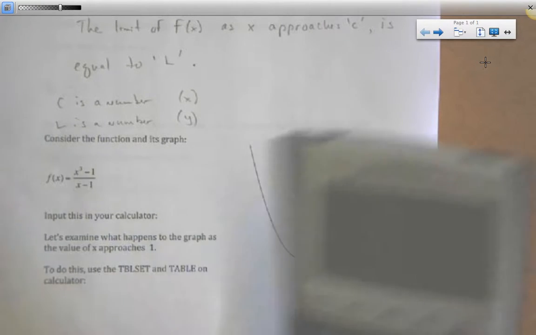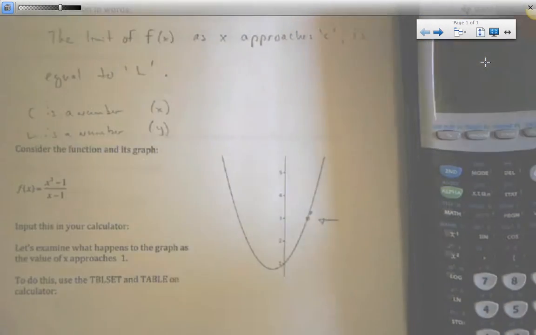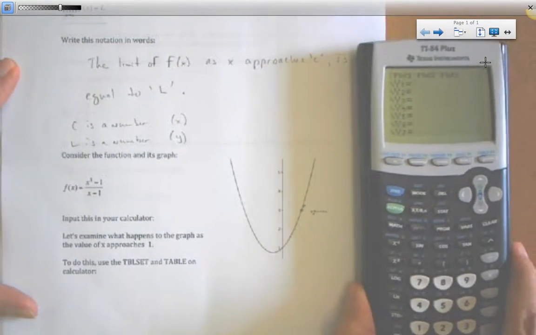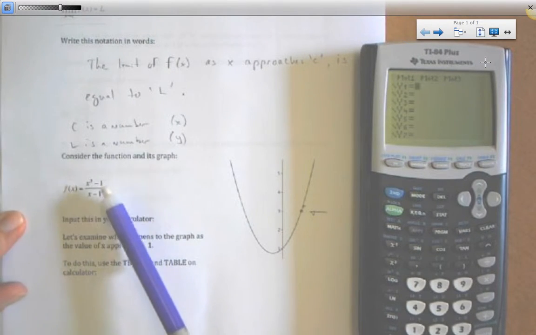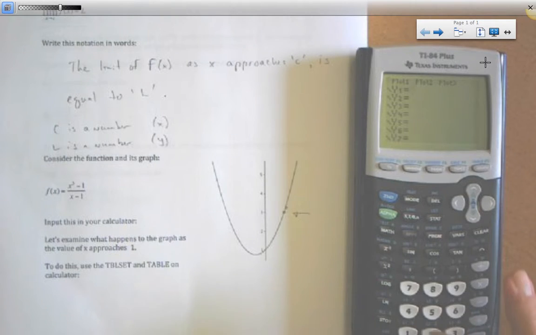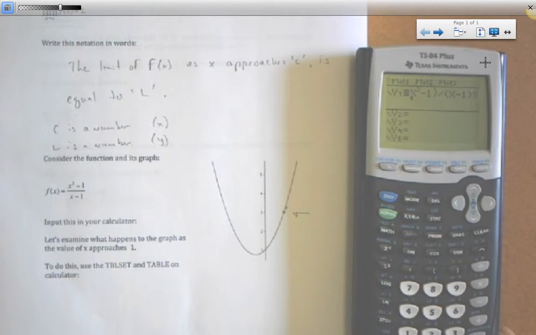and go to your y equals key. And remember, when you're typing in a fraction, the numerator needs to be in parentheses and the denominator needs to be in parentheses. So open parentheses, x cubed. All right, so I typed in my function.